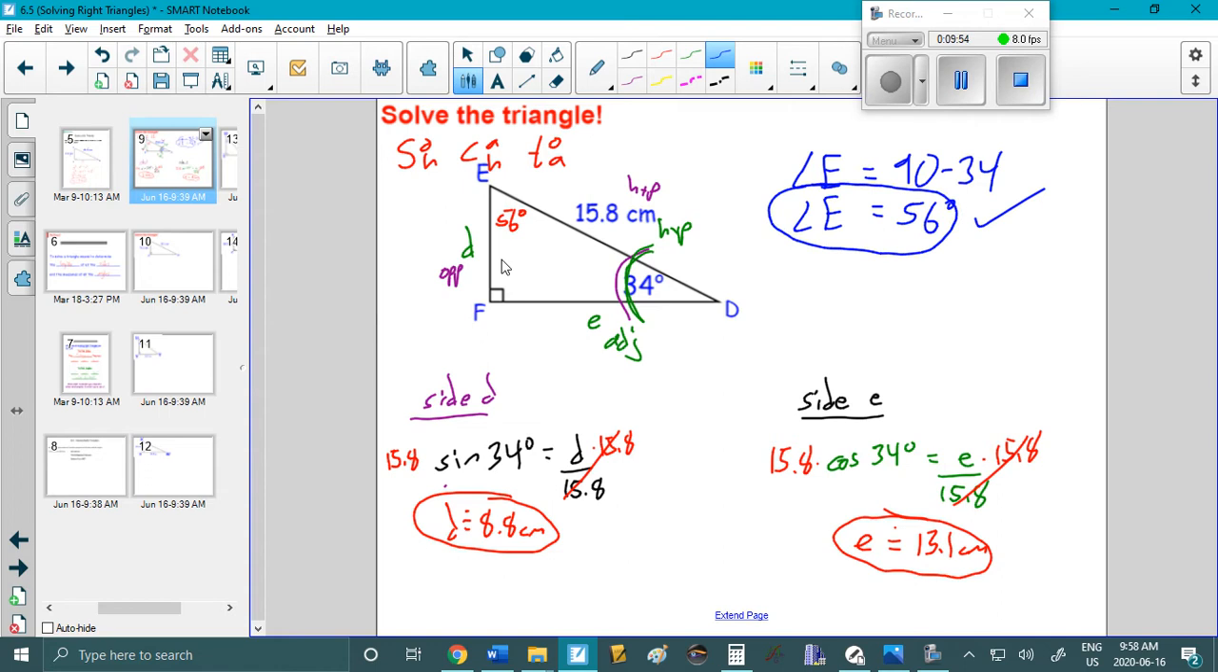Now, once you got D, you could use that, but it's rounded, so I wouldn't. But we also could have used 56 as our angle. And then this would be opposite, and this would be adjacent. So there's a lot of different options here. Honestly, you just do whatever comes to mind first, or whatever you think is shortest. And even if you don't, you're still going to get the right answers, so it doesn't really matter.